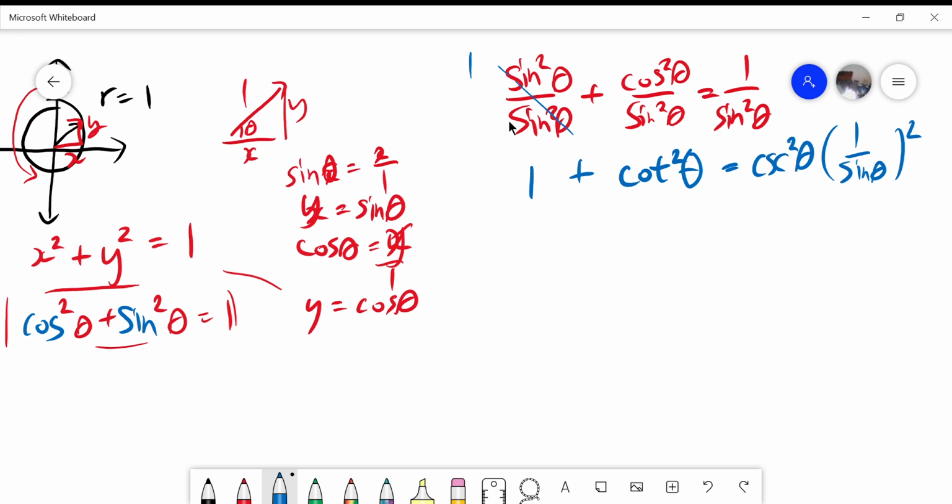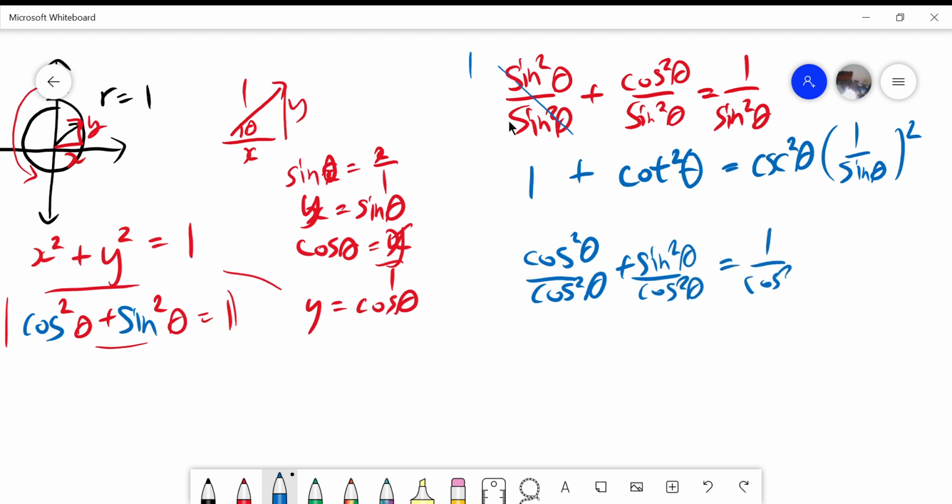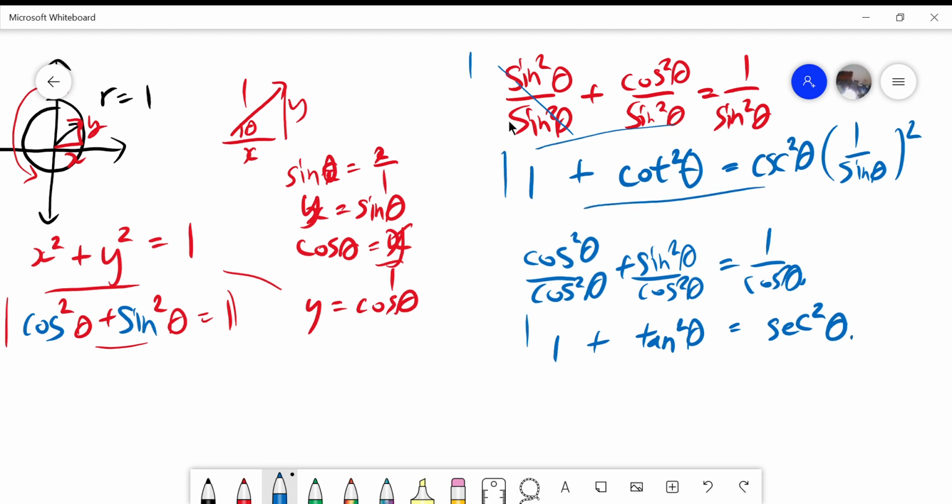And likewise, we can divide both sides by cosine squared. So cosine squared plus sine squared. And we find that this is equal to 1 plus, this right here is the same as tangent squared theta, if we bring the powers together. And here, this is the same as saying secant squared theta. And right here, we just got 2 new identities.